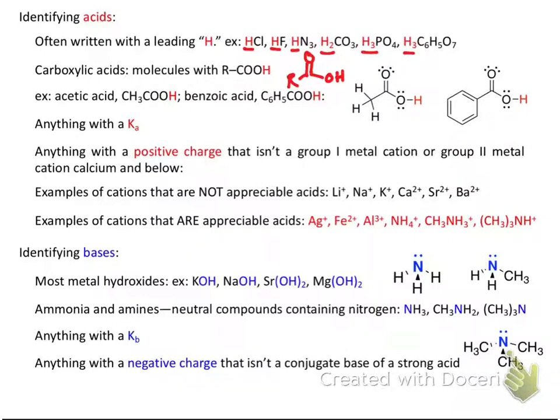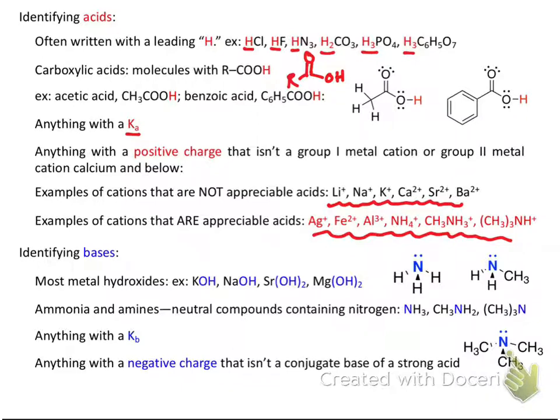Anything with a Ka, an acid dissociation constant: if you see something and it has a Ka, that means that you're looking at an acid. Anything with a positive charge that isn't a group 1 metal cation or group 2 metal cations, calcium and below. So in essence, anything that is positively charged that's not related to a strong base. More on that in just a moment. Here we have an example of a whole bunch of things that are, and a whole bunch of things that aren't. We'll build off of this idea in a hot second.